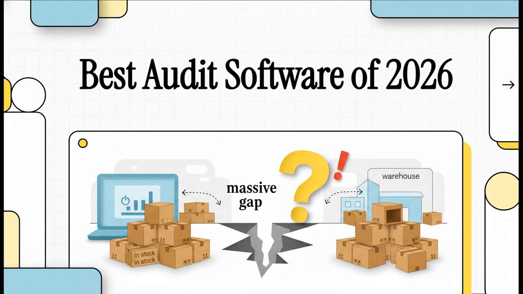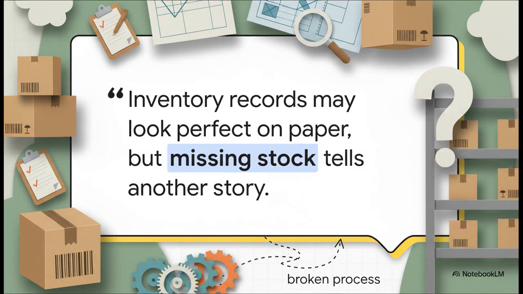If you've ever managed physical stock, you know the absolute dread of the massive gap. You know exactly what I'm talking about, right? It's that heart-sinking disconnect between what your computer system claims you have and what's actually sitting out there on the warehouse floor. Your inventory records might look absolutely flawless on paper. Everything adds up perfectly. But when it's time to actually fulfill an order and the item just isn't there, that missing stock tells a completely different story. It's a story of broken processes, and today we're going to fix it.